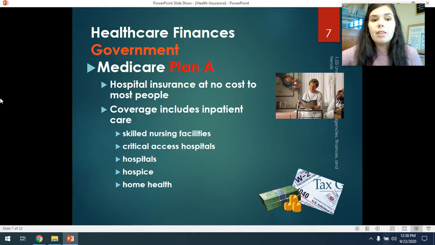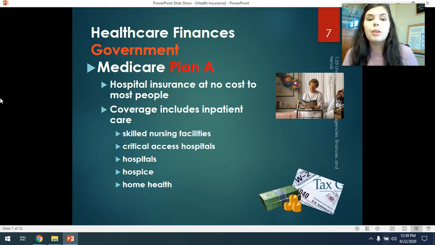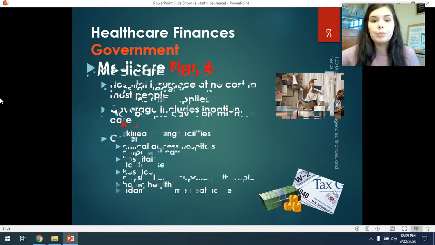With Medicare Plan A, this covers your hospital insurance at no cost to most people. So this means that if you're admitted to the hospital for some type of procedure, then that covers all of your hospital bills. This also covers if you needed skilled nursing care. So if you lived in a skilled nursing facility because you were needing lots of medical attention and you were not able to care for yourself, this Medicare program would also cover those bills. It would also cover critical access hospitals or ICU programs. If you were to go into hospice care, meaning you were terminally ill and had less than 6 months to live, this plan would cover hospice care as well as some home health options too.